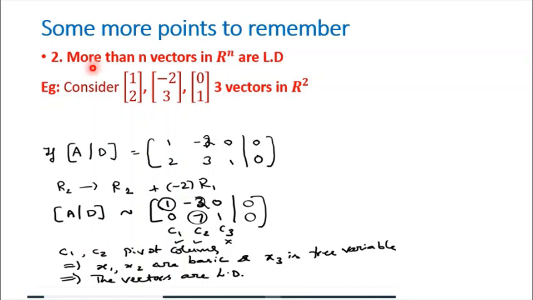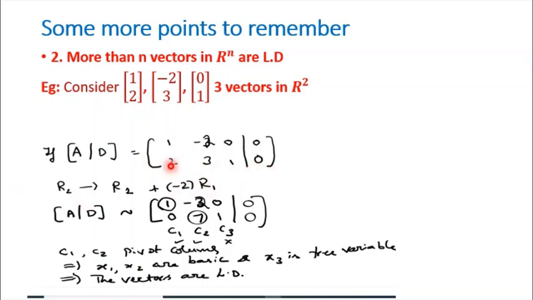Next point: more than n vectors in vector space Rn are linearly dependent. Let us go through it by an example. Suppose I take three vectors 1, 2, minus 2, 3, 0, 1. Three vectors in R2. See, this is 3, this is 2 here, so 3 is more than 2. Let us see how these are linearly dependent. Since it will not give me a square matrix, I will go by the second method, that is echelon form, augmented matrix AX equal to 0. So 1, minus 2, 0, 0, and then 2, 3, 1, 0.